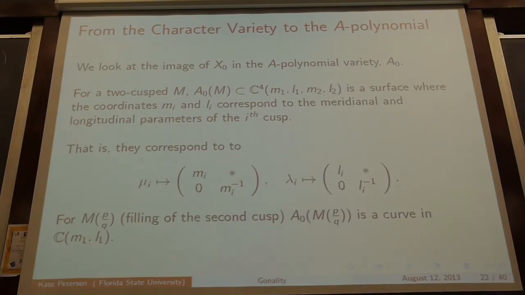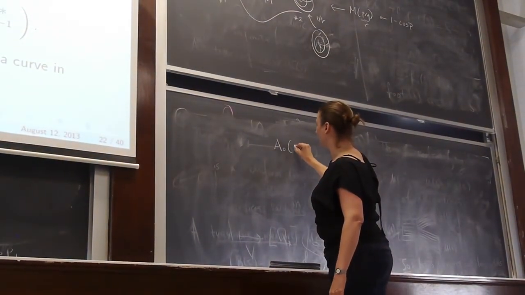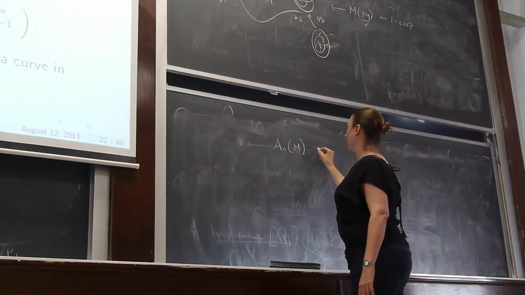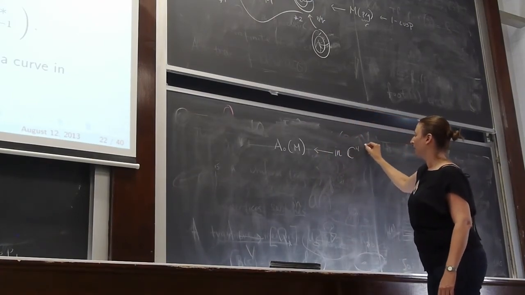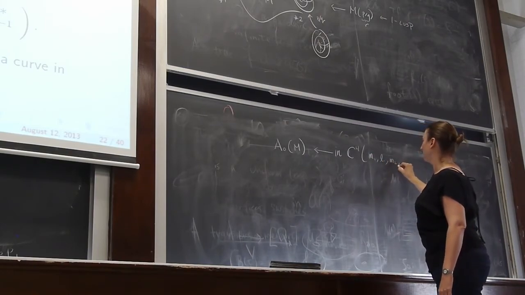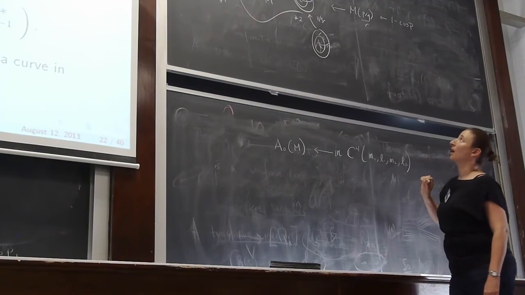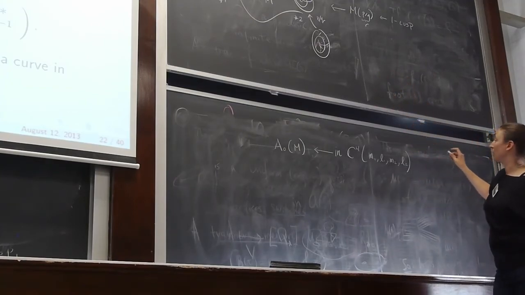We usually think of the A polynomial stuff just for one cusp manifold. But I have this two cusp M. And A naught of M is just the image of the canonical component of the character variety, where I'm basically just changing the coordinates to being the meridian and longitude of the two cusps.